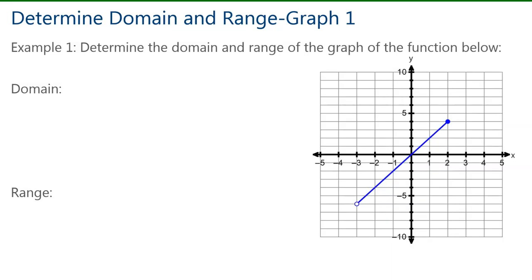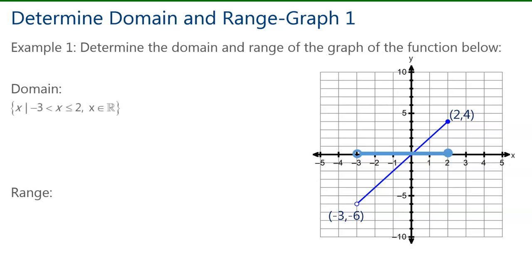You can see we have a solid dot, or a closed dot, at (2, 4), and an open dot, or a hollow dot, at (-3, -6). Let's visualize the shadow of the graph on the x-axis. The domain stretches from -3 to 2, not including -3, but including 2.